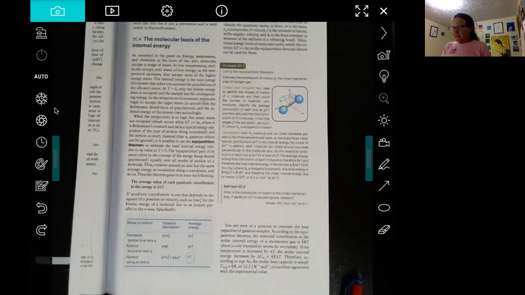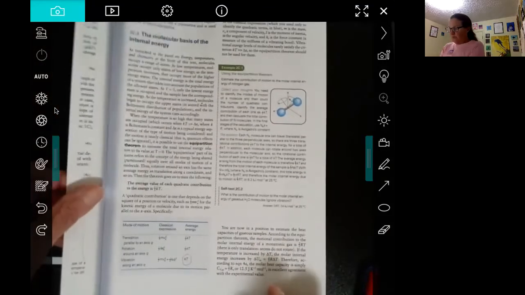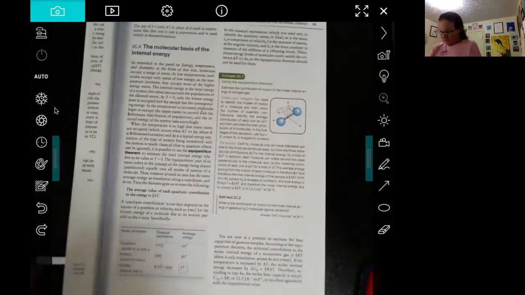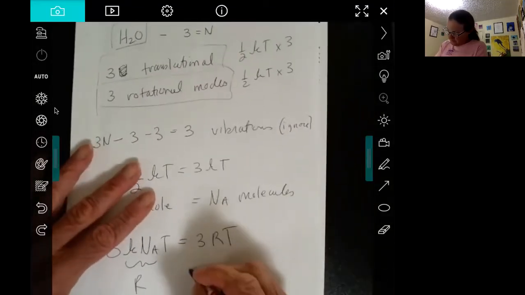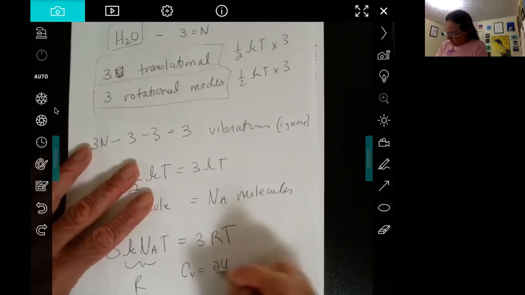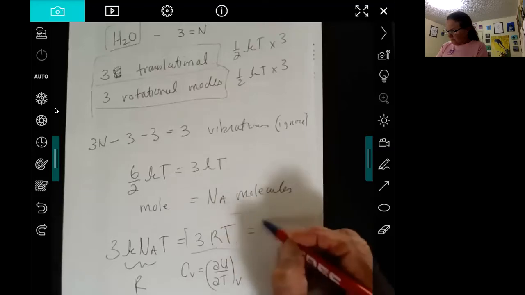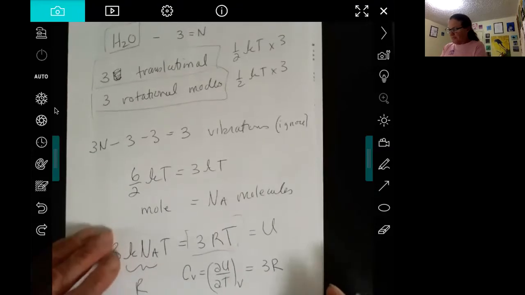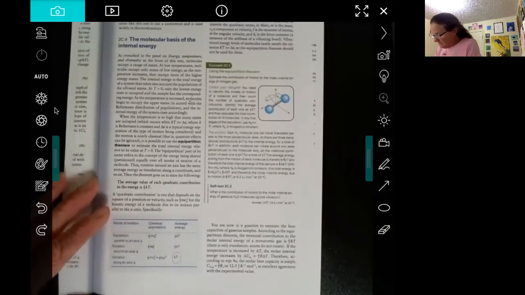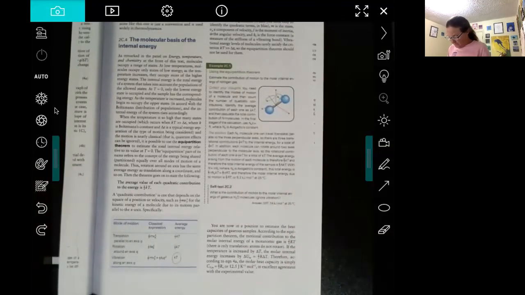So that's thinking about where energy is stored and how you can change energy when you think about putting it into the different modes within your molecule. So what would CV be for this guy? We take the derivative of this with respect to temperature, we get 3R. And when you compare that, so this is talking about a monatomic gas. When you compare that to the measured experimental value, you get a pretty good value.